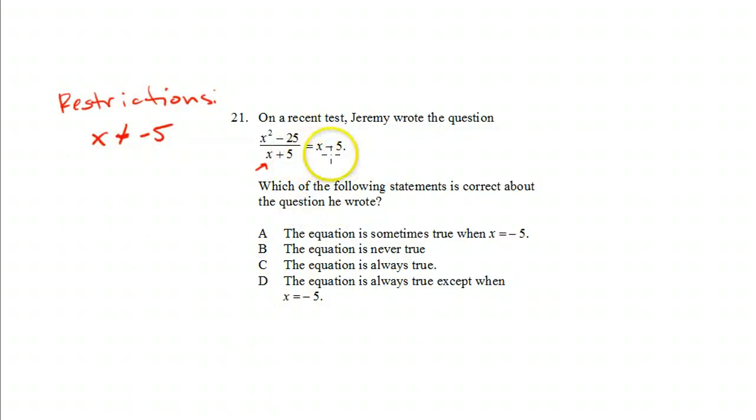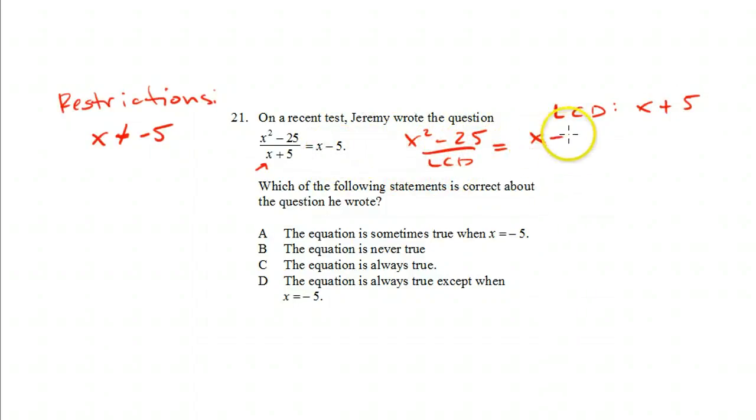So our LCD is x plus 5, obviously. That's the only thing in the denominators. So that already has it. But this one does not have it, so we have to multiply the top and bottom by our LCD of x plus 5. And once we have that, then we can just cancel them out and solve what's left.